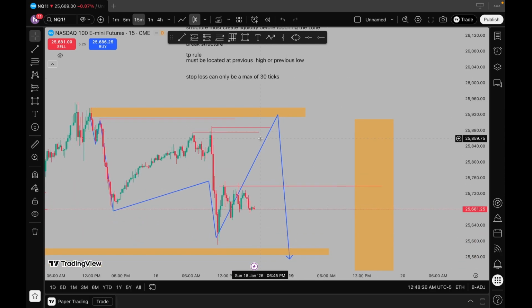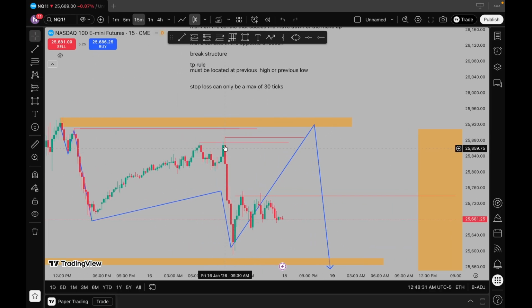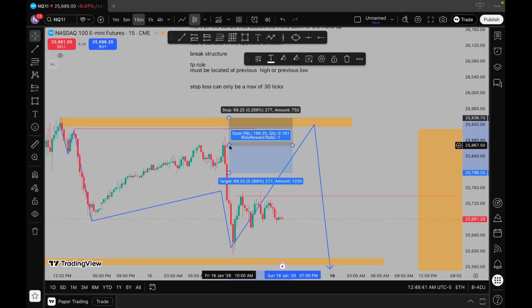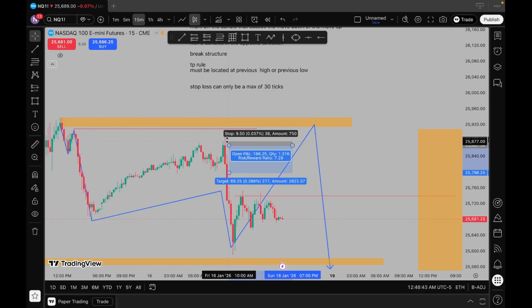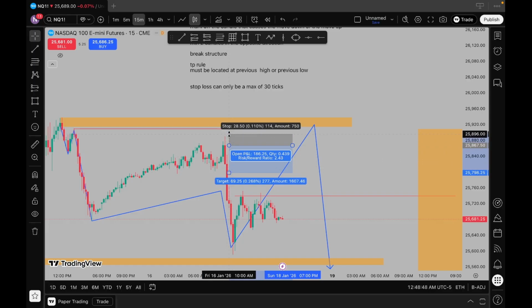So for example, let's say this entered the supply zone, right? And I put my tool, boom. This stop loss, I can only draw a maximum of 30 ticks. So it can only be up to right here. Let's say this wick was bigger than 30 ticks. I have to put my stop loss at 30 ticks. That's the max.